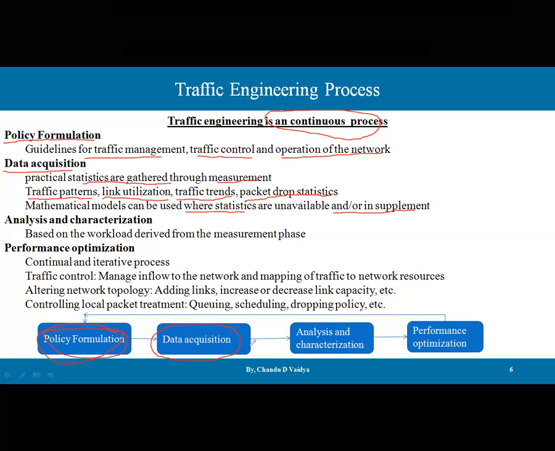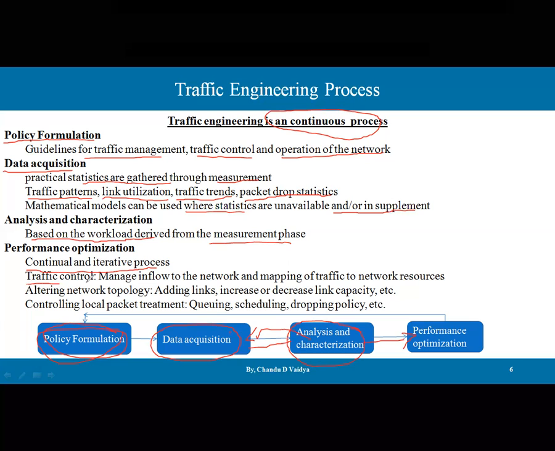Then the third phase, the third element, is what? The analysis and characterization. Once the statistics have been collected, the analysis and characterization is done here, based on the workload derived from the measurement phase. The analysis is done on the collected data. Once the analysis is done, it is submitted to performance and optimization. And what happens here? It is a continual, iterative process.